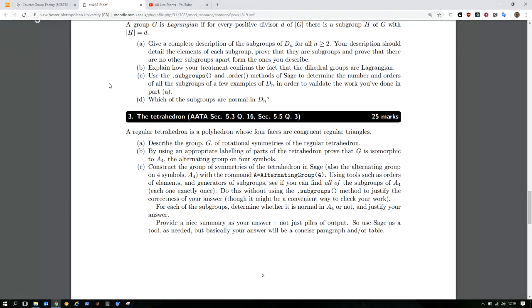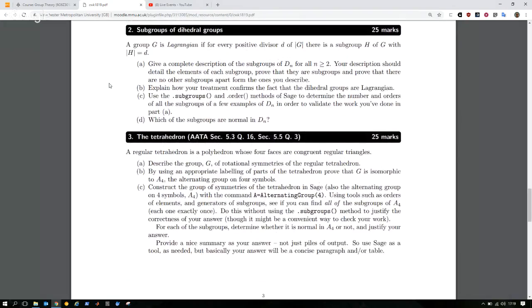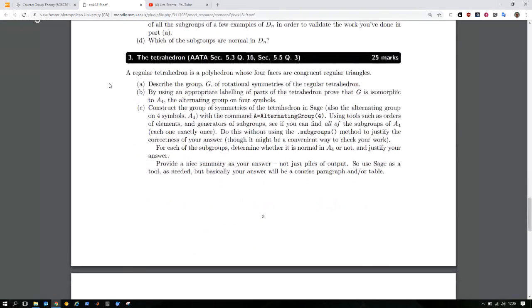And then finally, which of the subgroups are normal in Dn? Now we haven't treated normal subgroups; they will be dealt with by Jan from next week. Normal subgroups, the quotient, factor group. So that's question 2. Question 3 passes to Jan again. Funny question.